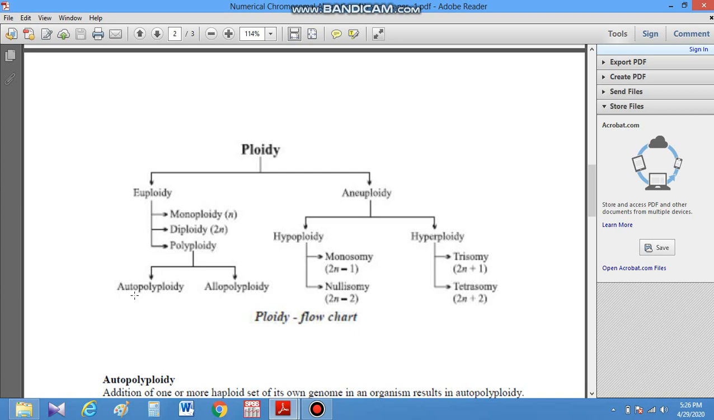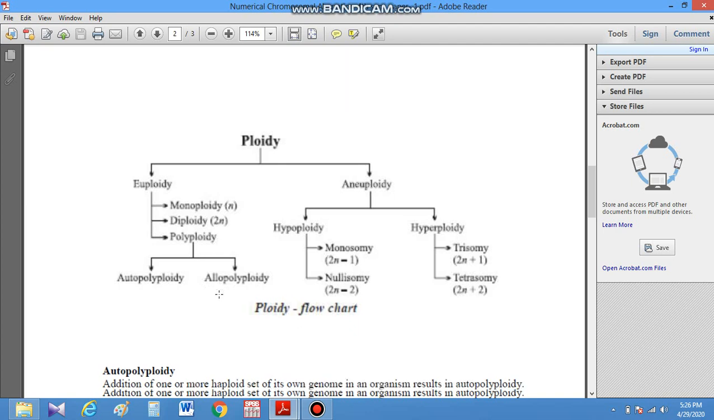It can be of two types, autopolyploidy and allopolyploidy. As the term indicates, auto means self. When the chromosome sets in an individual belong to the same species, it results in autopolyploidy, and when the chromosome sets in an individual belong to different species, it is called allopolyploidy, as allo means different.